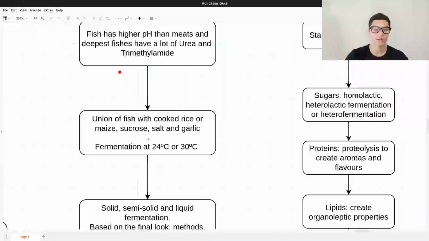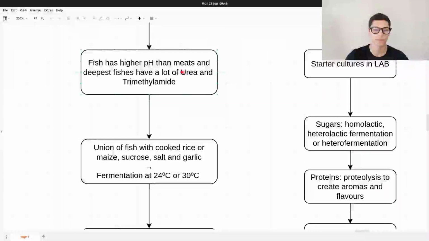Fish smell a lot because of the urea and the trimethylamine, especially the trimethylamine. Having a lot of nitrogen, the degradation of those nitrogen components creates a lot of amines, especially trimethylamine. It creates volatile amines that do smell.